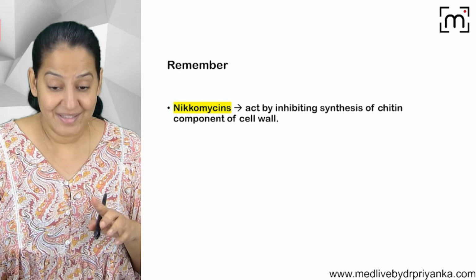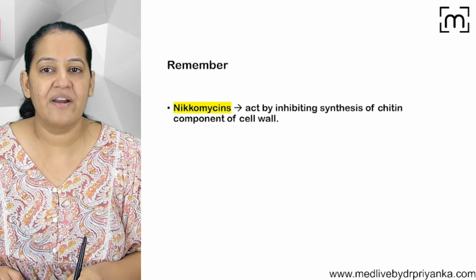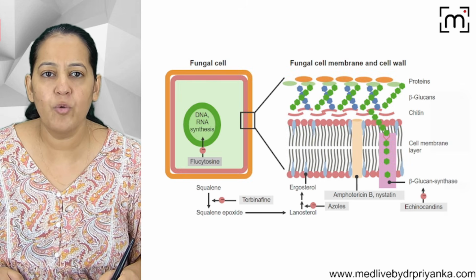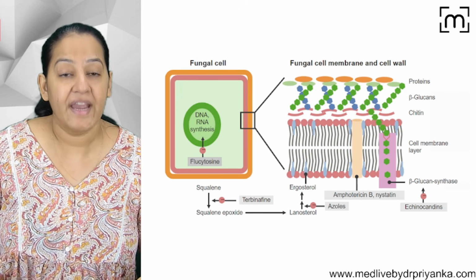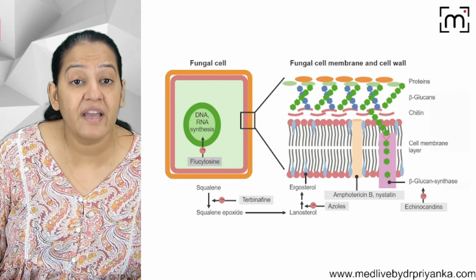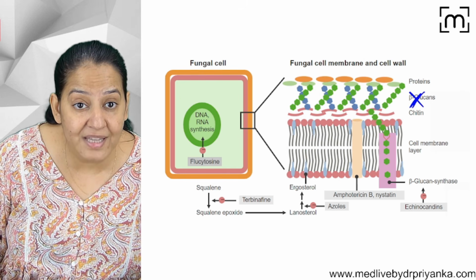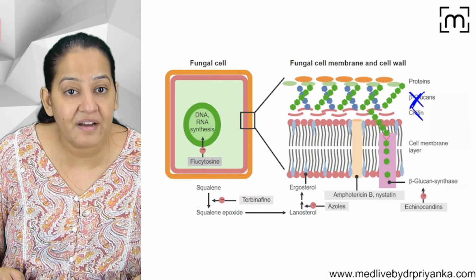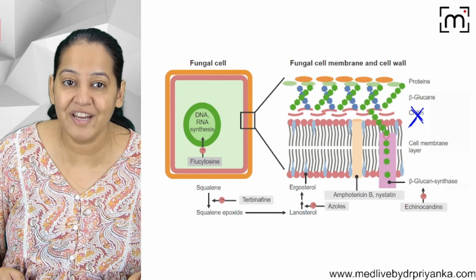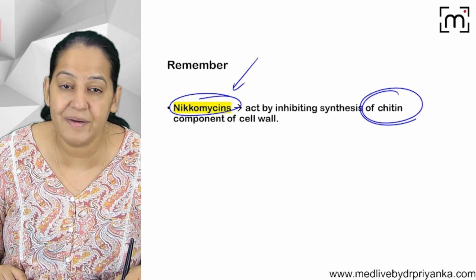Okay. There's a new antifungal drug. The name of that drug is nikkomycin. What does nikkomycin do? What was Caspofungin doing? Echinocandins, Caspofungin, inhibit beta-1,3-glucan so that the cell wall does not form. This drug, nikkomycin, inhibits chitin. It does not inhibit beta-1,3-glucan, but it inhibits chitin.